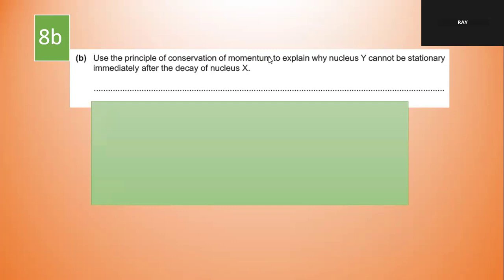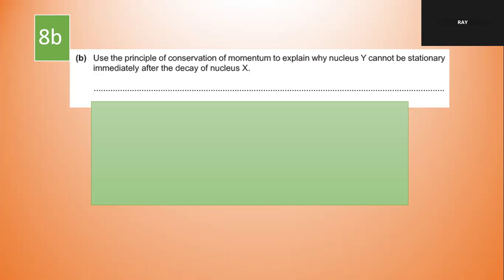Use the principle of conservation of momentum to explain why nucleus Y cannot be stationary immediately after the decay of X. X has no momentum since it's stationary, so no momentum initially.